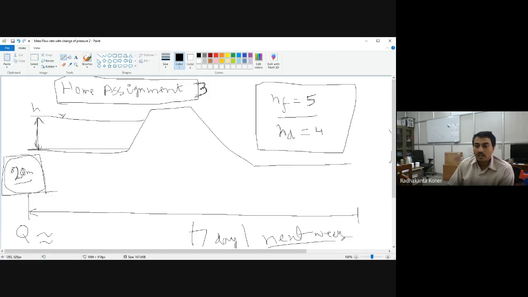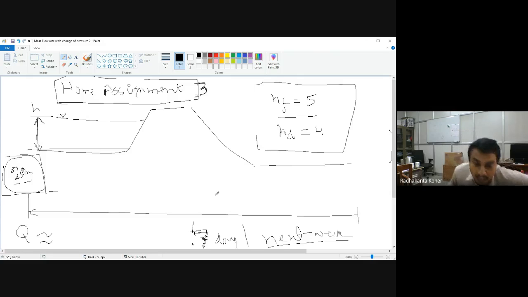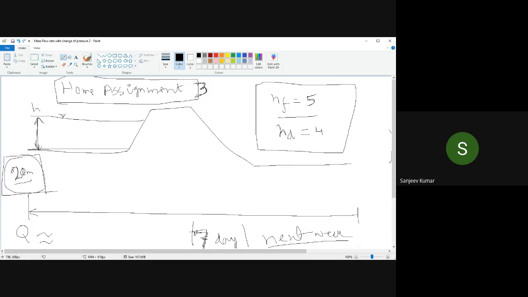Sir, this one will be assignment number 4? No, this is 3. Earlier was homework. Sir, the second assignment was calculating shear on an inclined plane, and the third was plotting phi, the internal friction angle. No, that is homework. That is not an assignment. Okay, sir.